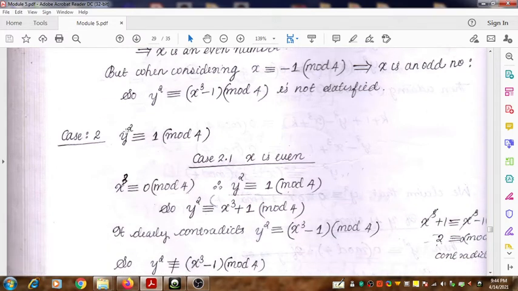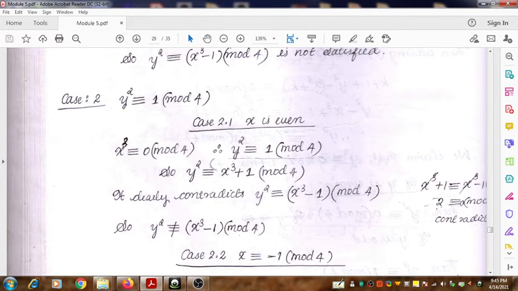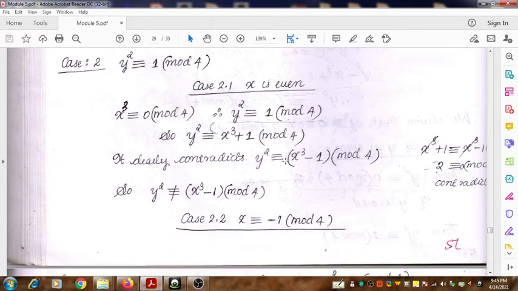Next case, the second case, case 2: in that case we accept the common condition on y, that is y square is congruent to 1 mod 4. We accept that y square is congruent to 1 mod 4, and then we have two subcases based on the conditions on x. The case 2.1, when x is even. When x is even, then x cube is congruent to 0 mod 4, and then using y square is congruent to 1 mod 4 and combining that, we get that y square is congruent to x cube plus 1 mod 4.